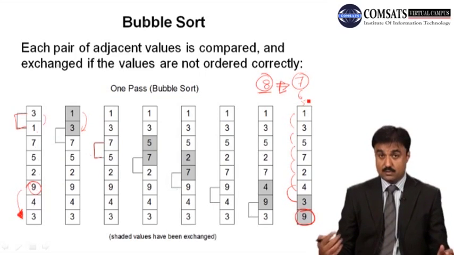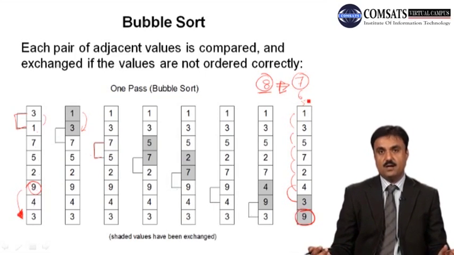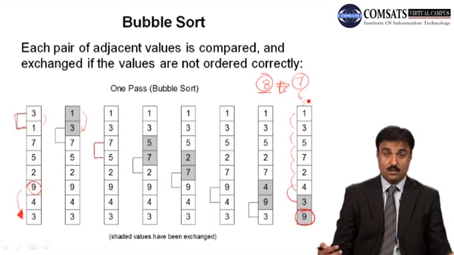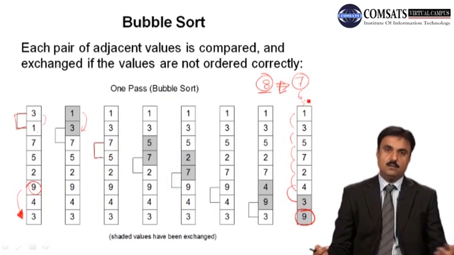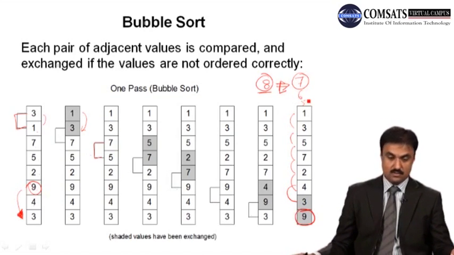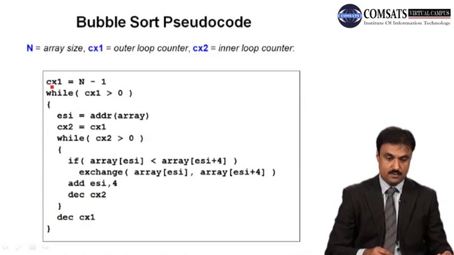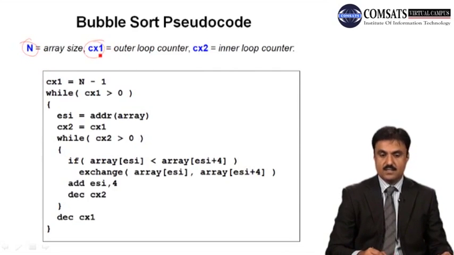If you take the course of data structures, this will be one of the examples of a sorting algorithm. You will use this to sort the elements of an array and so on. So in this bubble sort algorithm, this is the pseudocode. N is the array size, the total number of elements in an array. Cx1 is the outer loop, Cx2 is the inner loop.